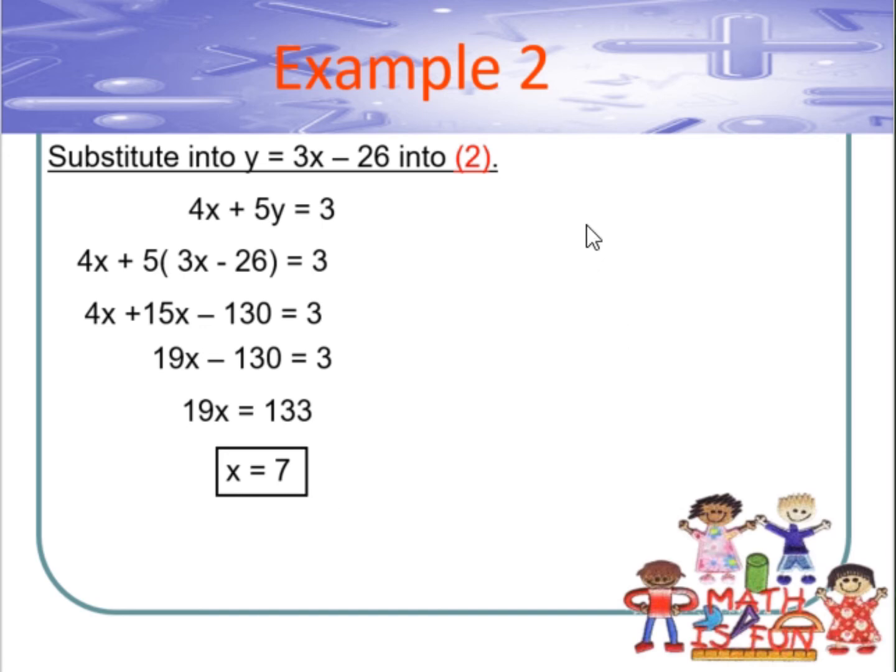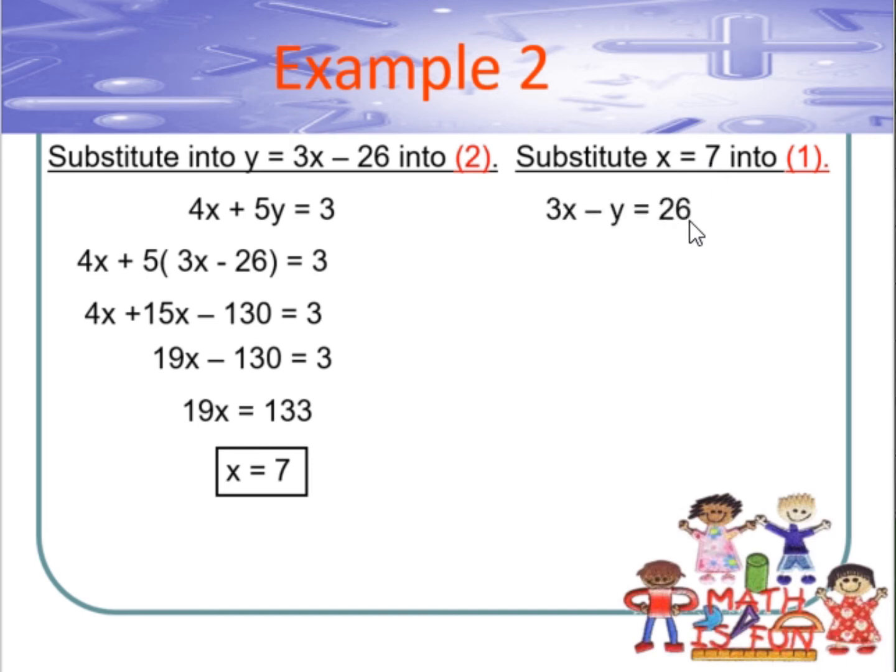This time, ang kukunin naman natin ay ang value ng y. We will now go back to equation 1 and substitute x is equal to 7. 3x minus y is equal to 26. Ito yung equation 1 natin. Tapos, yung x, palitan natin ng 7. Kaya mangyayari, 3 times 7 minus y is equal to 26. And 3 times 7 is 21 minus y is equal to 26.